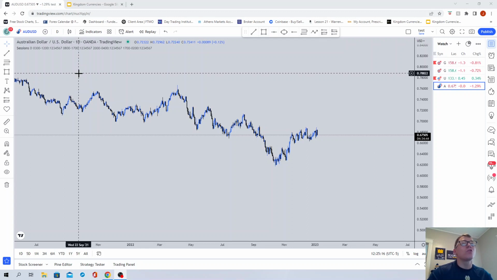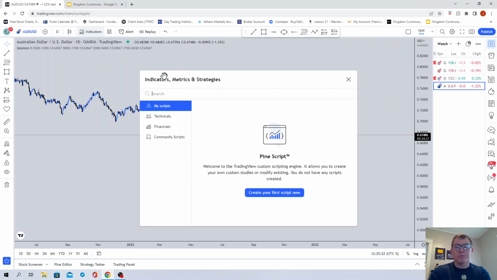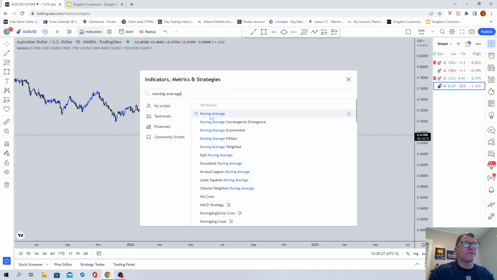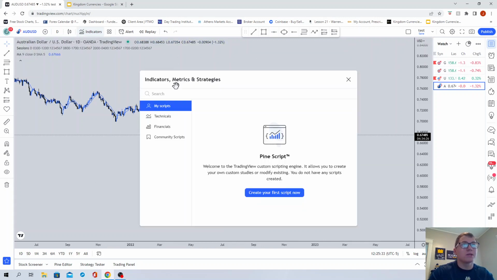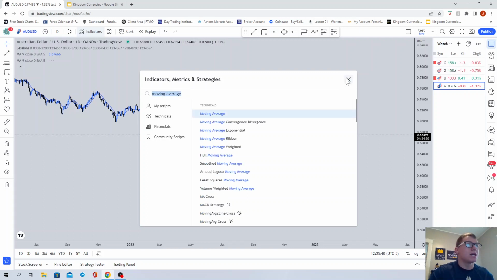Now, the first one I'm going to go over is called simple moving averages. So you're going to go to the indicators tab. You're going to type in moving average. Okay, and you're going to click this first one. It's right here, under technicals. It'll say moving average. You just click it. Okay, now I need 2 of these, so I'm going to do the exact same process. Indicators tab, moving average, and click. Okay, so now I should have 2 moving averages.